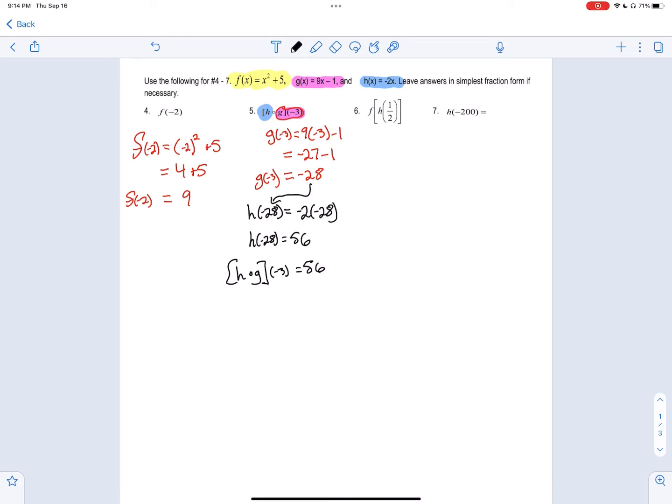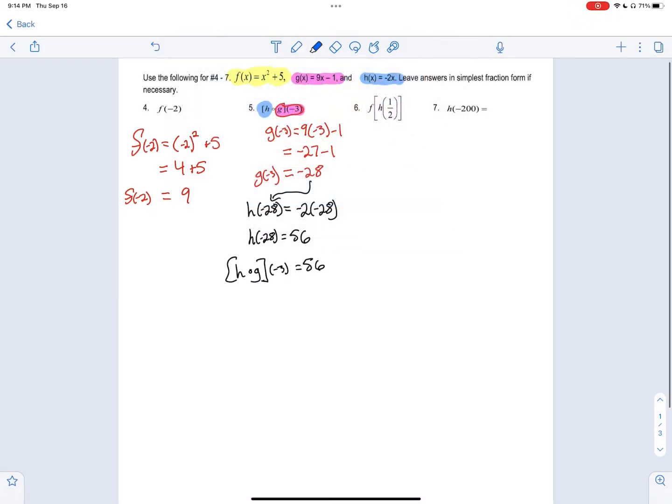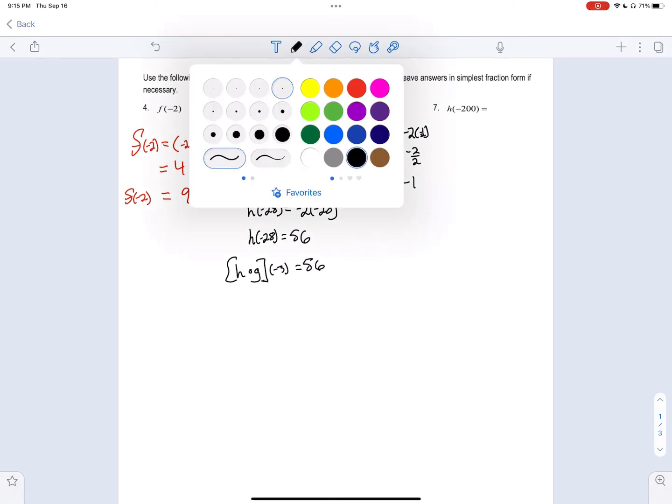For problem number 6, we have f of h of 1/2. Again, our innermost function that we're dealing with is h of 1/2. So in this composition, I'm going to find h of 1/2 first. And h of 1/2 would be equal to negative 2 times 1/2. Again, pulling from the function that we had up top and plugging the 1/2 in. Negative 2 times 1/2 would give me negative 2 over 2, which would simplify to equal negative 1. So this means that h of 1/2 is equal to negative 1.